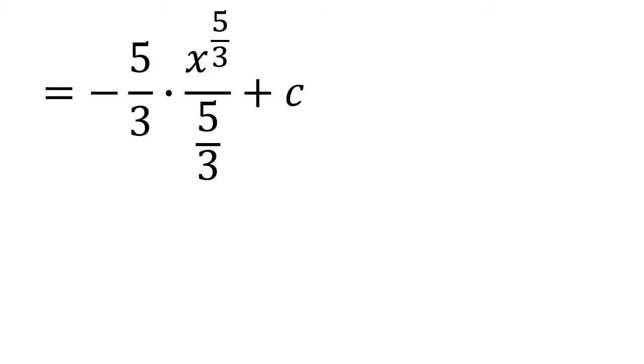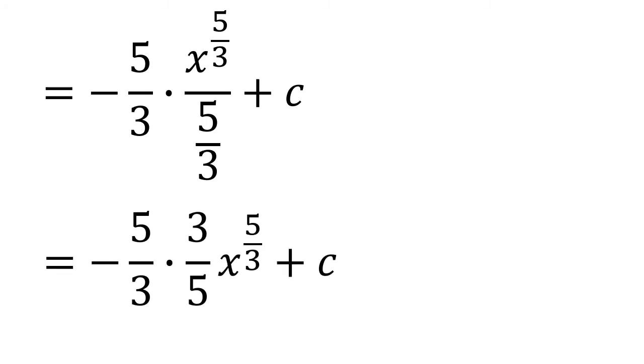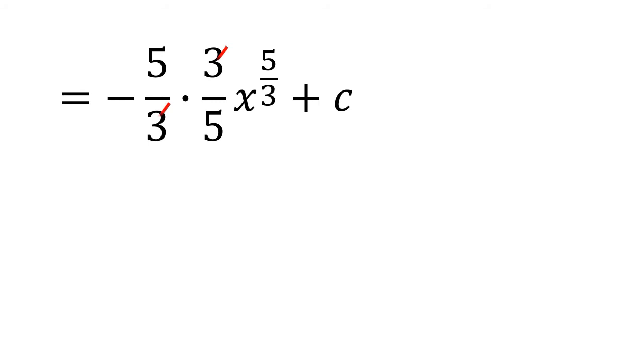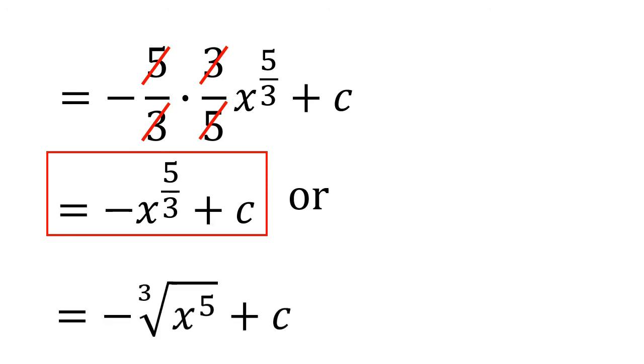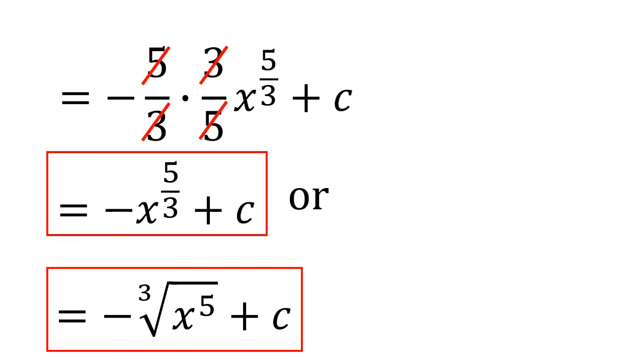Then the reciprocal of 5 over 3 is 3/5. That will be multiplied to negative 5 over 3. This will become negative 5 over 3 times 3/5 x raised to 5 over 3 plus c. So in this case, 3 and 5 will be cancelled. So that will become negative x raised to 5 over 3 plus c. So you may express this answer into radical form. This can be expressed as negative cube root of x to the 5th plus c. If you get either of these, then your answer is correct.